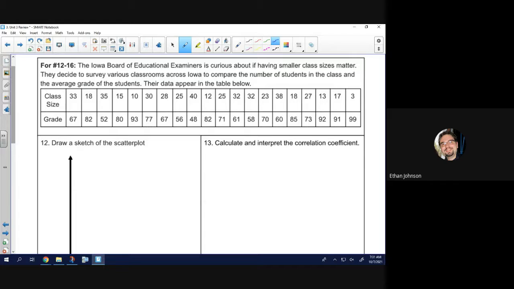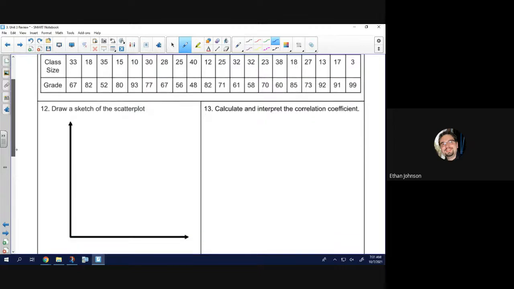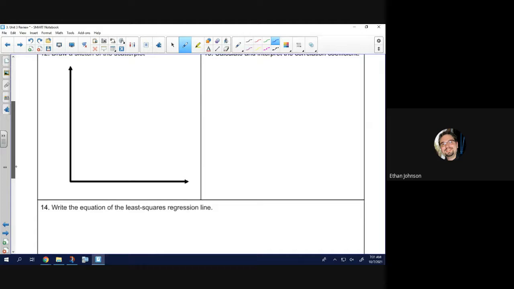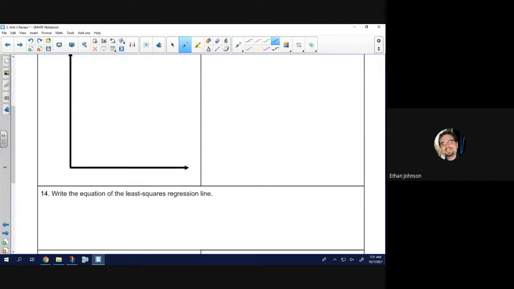So, we need to figure out what affects what. So our explanatory variable and response variable. Well, class sizes, they say, is affecting grade, so class size is our x, grade is our y. So I will label that. So class size and grade.